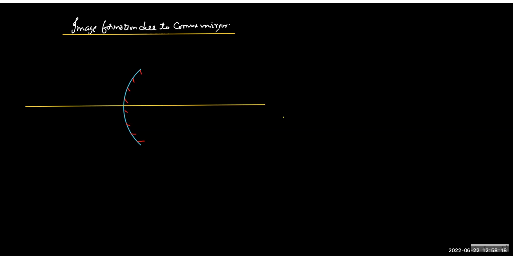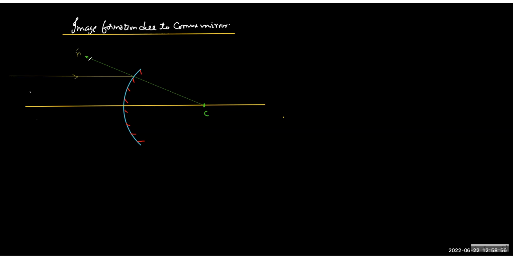Now, in this case, the center of curvature is on the right side. That's the problem. So if you want to draw a normal, you have to draw like this. There is no option. But the object we are going to always keep on this side. Okay. So we'll take two cases. One, if the light is coming from infinity, we can take it as a parallel beam. So we will take the parallel to the principal axis scenario.